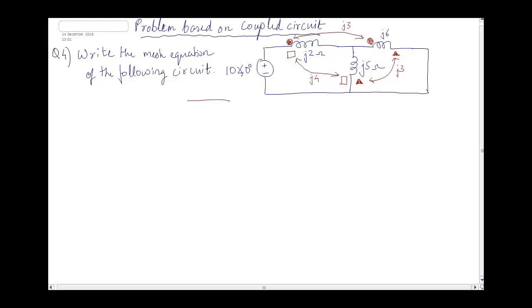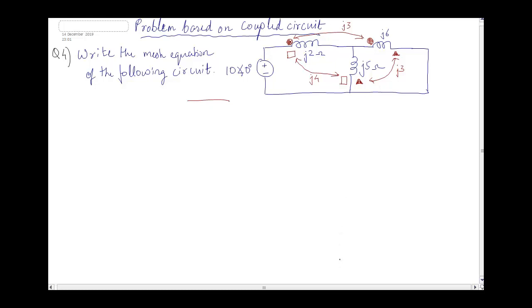For example, J2 and J6 are related by a mutual inductance of J3. Similarly, J2 and J5 are related by this square dot with a mutual inductance of J4. Similarly, J6 and J5 are related with this triangular dot with a mutual inductance of J3. For each and every case, we will have to draw a dependent circuit.